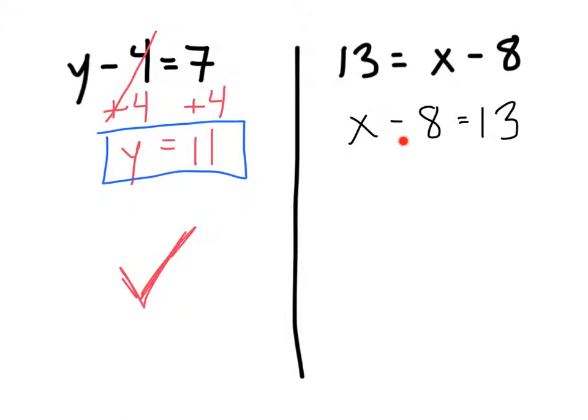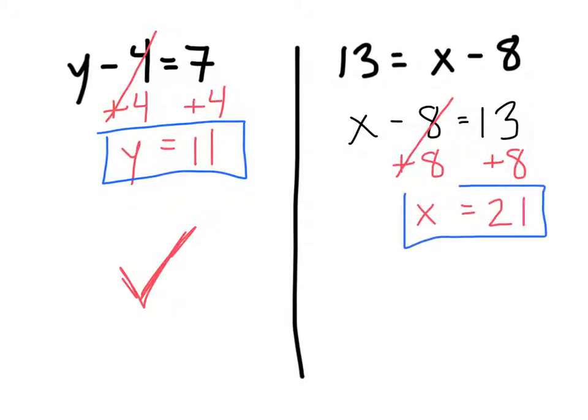The opposite of subtraction is addition. So we're going to move this minus 8 over to the right side. By doing that, we have to add 8 to both sides. So the minus 8 and the plus 8 cancel out. All we have left is x on the left. And then on the right side, we have 13 plus 8, and that is equal to 21. So our answer is going to be x is equal to 21.